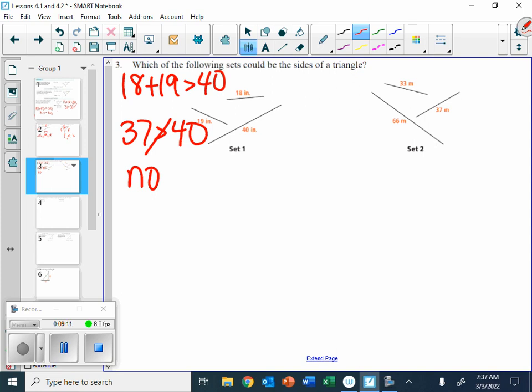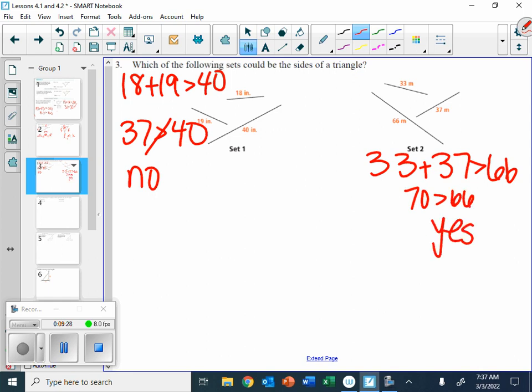Alright, which 2 sides am I adding for the second one? 33 and 37. Is that greater than 66? What is 33 plus 37? 70. 70 is greater than 66. So yes, those 3 sides, I can put them together and it will create a triangle.